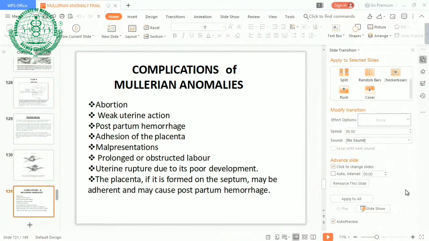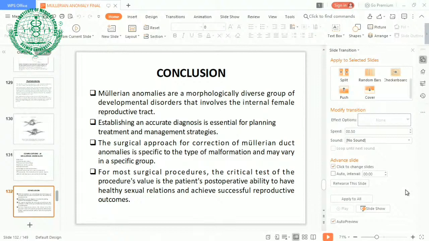Complications of Mullerian anomalies we have already seen: abortion, weak uterine action, postpartum hemorrhage, adhesions of the placenta, malpresentation, prolonged or obstructed labor, uterine rupture due to its poor development, and the placenta, if it is formed on the septum, may be adherent and may cause postpartum hemorrhage.